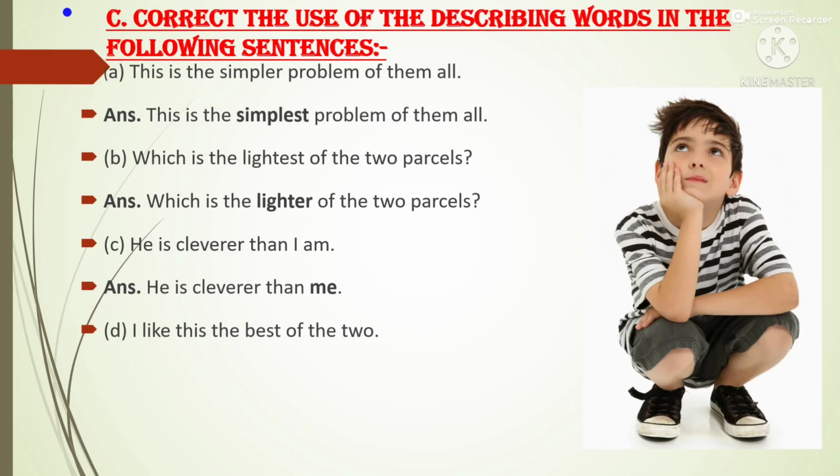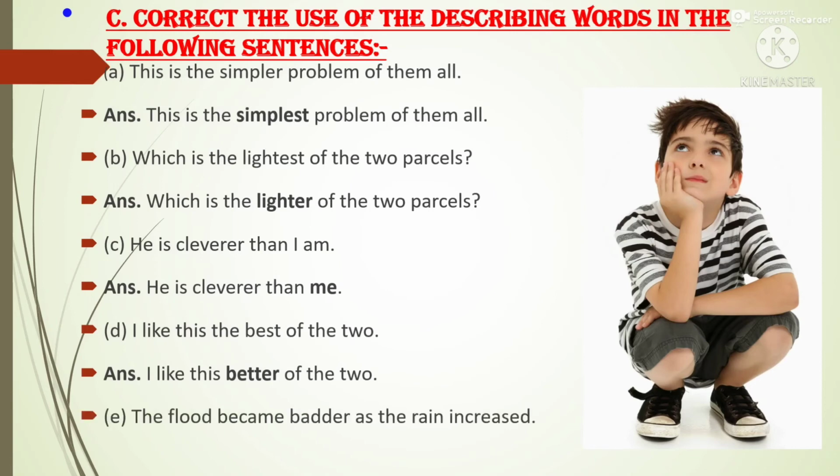I like this the best of the two. I like this better of the two, because when we compare between two things or two people, we use comparative degree. So the comparative degree is good, better, best. The flood became better as the rain increased. The flood became worse as the rain increased because the comparative degree of bad is worse. And here the comparison is between two things, flood and rain. So we can say the flood became worse as the rain increased.